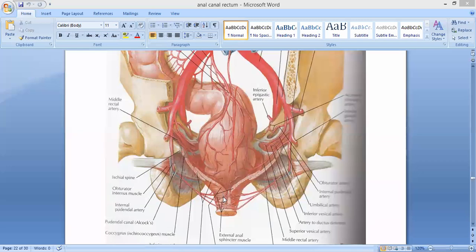Whereas the lower half is supplied by, you can see, the inferior rectal artery, which is the branch of the internal pudendal. This is the internal pudendal artery, and it is going to give this branch, the inferior rectal artery, which is going to supply the lower half of the anal canal, right?